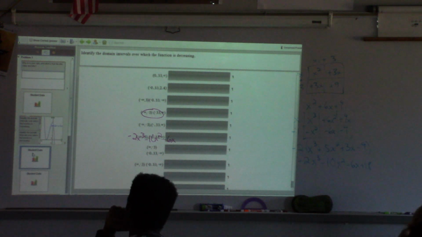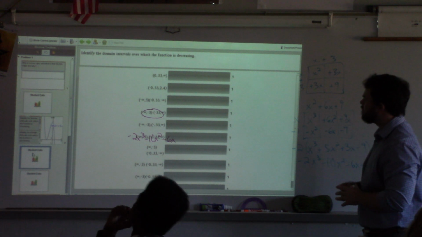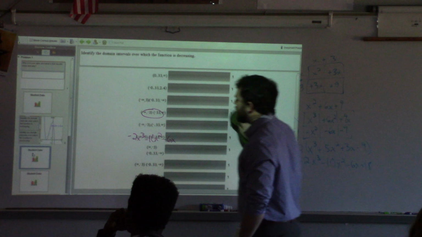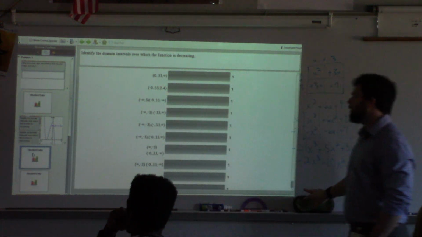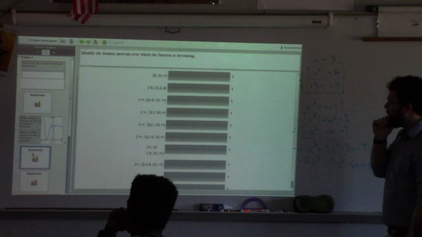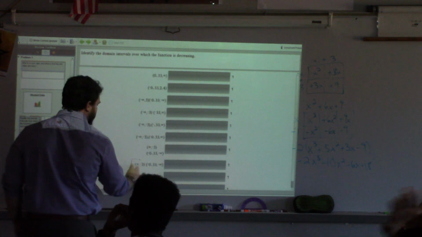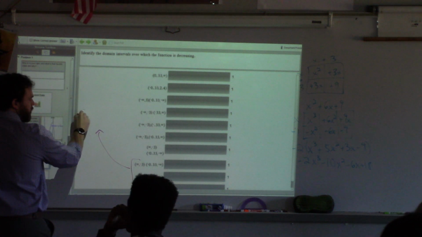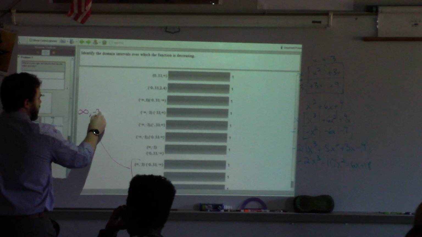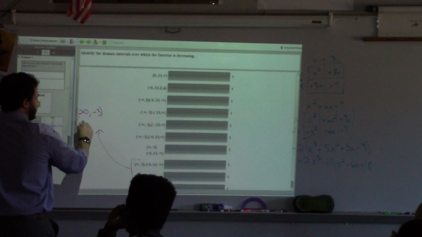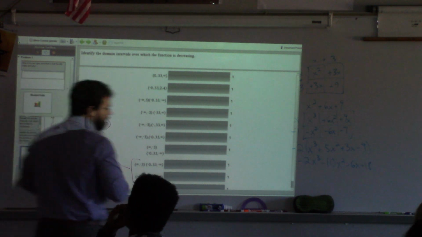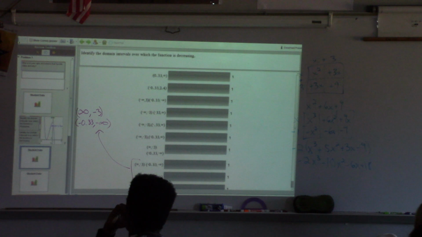Alright, domain intervals over which the function is decreasing. So how many domain intervals should we have where the function is decreasing? 2. We need to pay attention to that, and we need to be careful about that. But I am seeing a very important mistake that a lot of us are making. For example, right here, and I'll bring up the graph in just a second. Both of these students said infinity, comma, negative 3, and then negative 0.33, comma, negative infinity. So let me pull up the graph, and I need y'all to pay attention to this because this is on your understanding check.